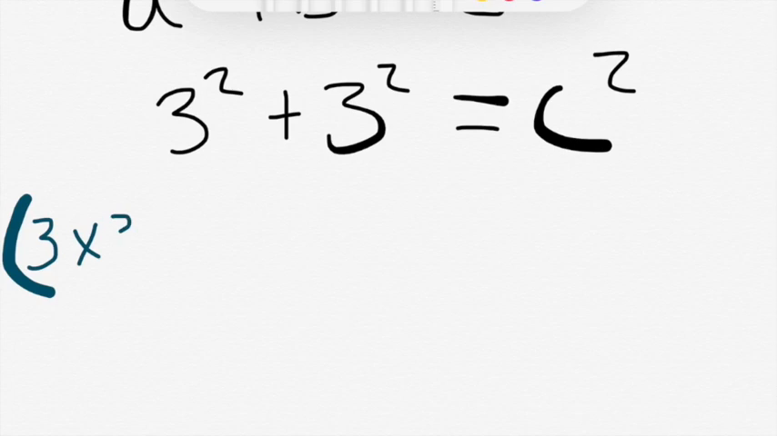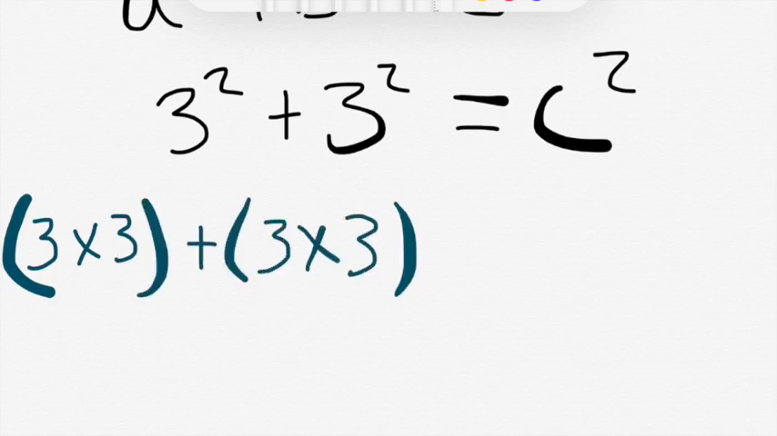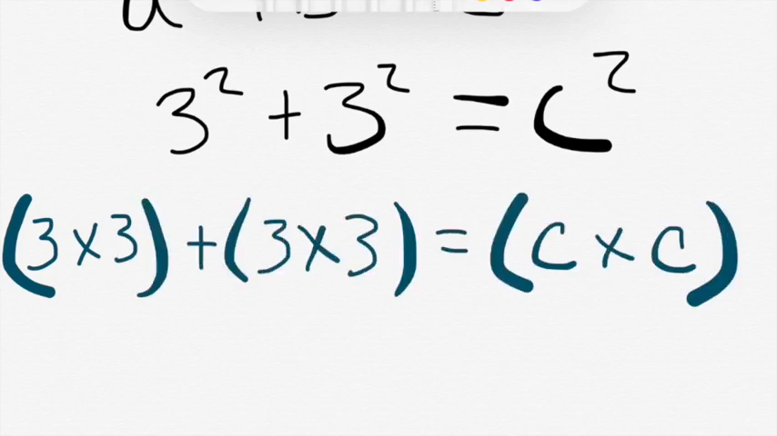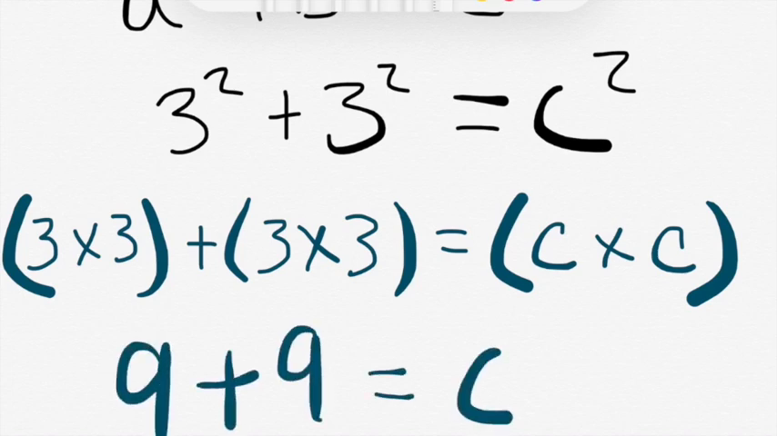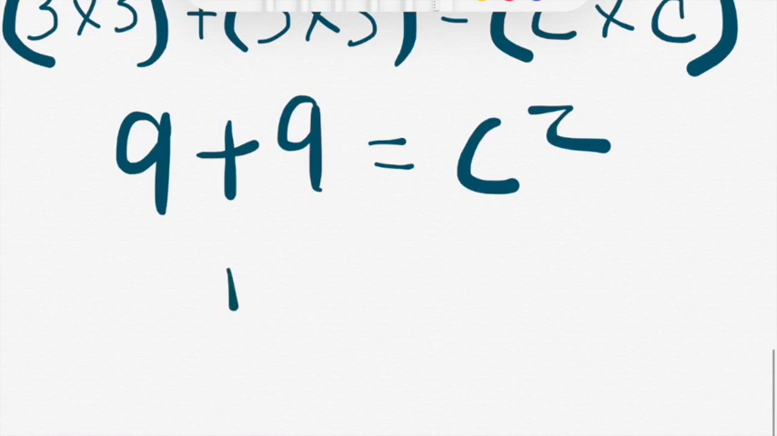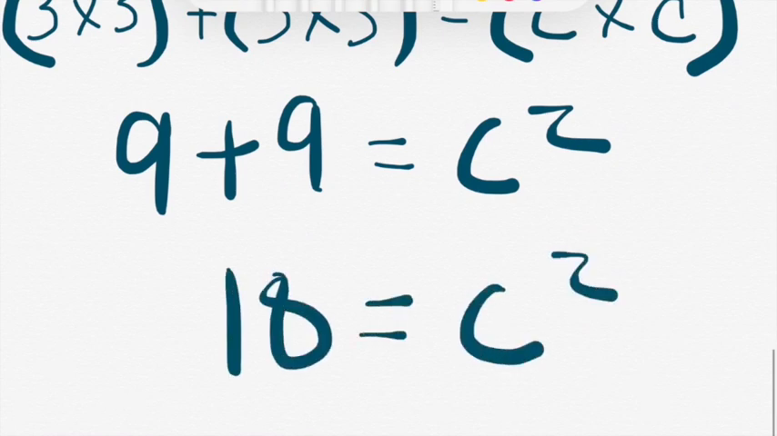3 times 3 plus another 3 times 3 equals C times C. So then 3 times 3 is 9, another 3 times 3 is 9, so 9 plus 9 equals C squared. 9 plus 9 is 18, and that equals C squared.